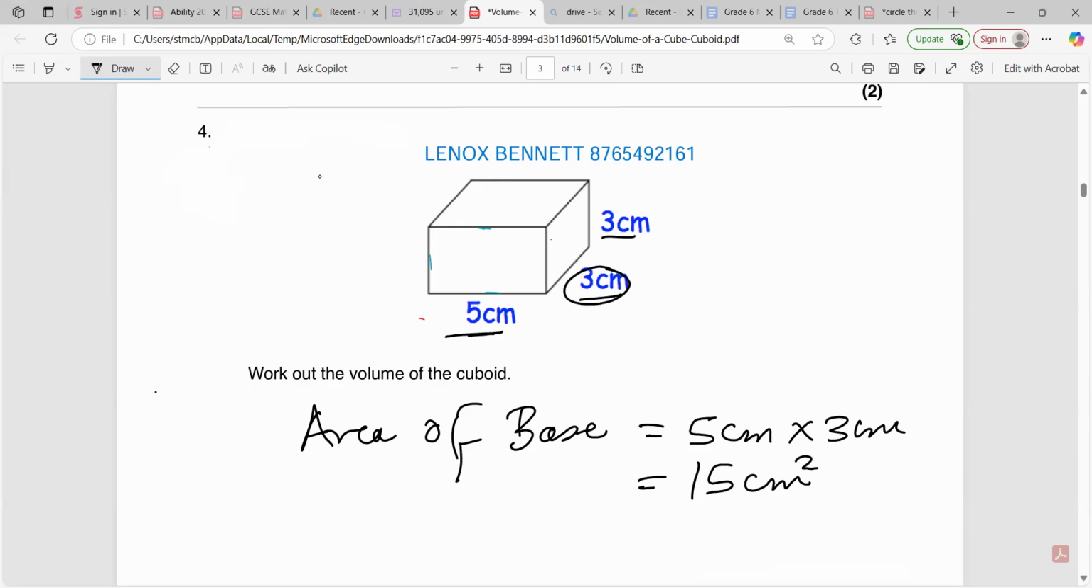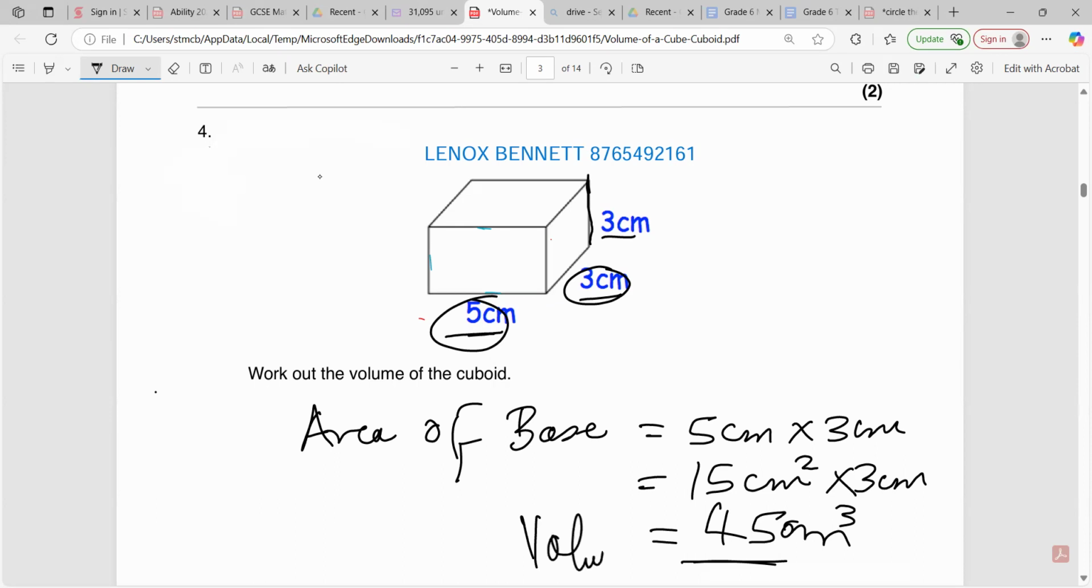However, we have to times it by the height. The height is 3 again, so we are going to times it by 3. And of course, 3 times 15 is 45. So the volume would be 45 cm cubed. All right.